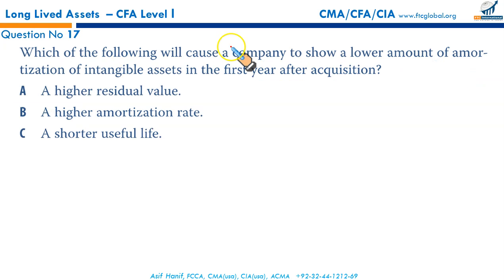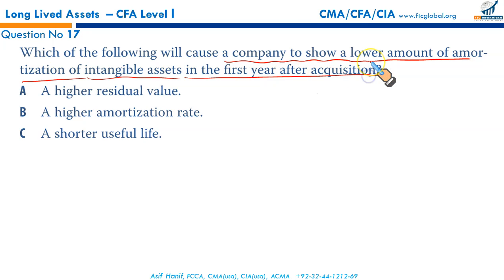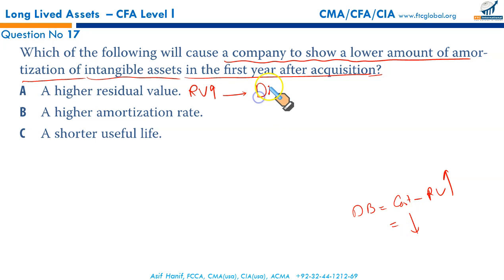17. Which of the following will cause a company to show a lower amount of amortization of intangible assets in the first year after acquisition? Higher residual value. If your residual value is higher, it means your depreciable base, because depreciable base is equal to cost minus residual value, will be lower. So having a low depreciable base means your depreciation expense would be low. When the depreciation expense is low, that will fit the bill.